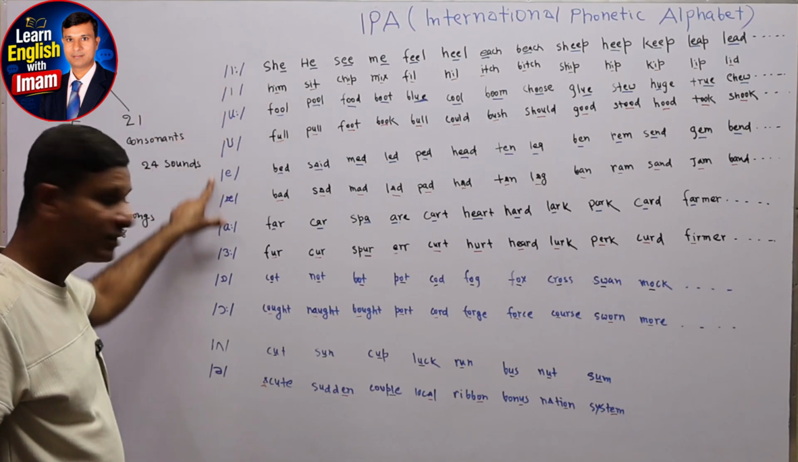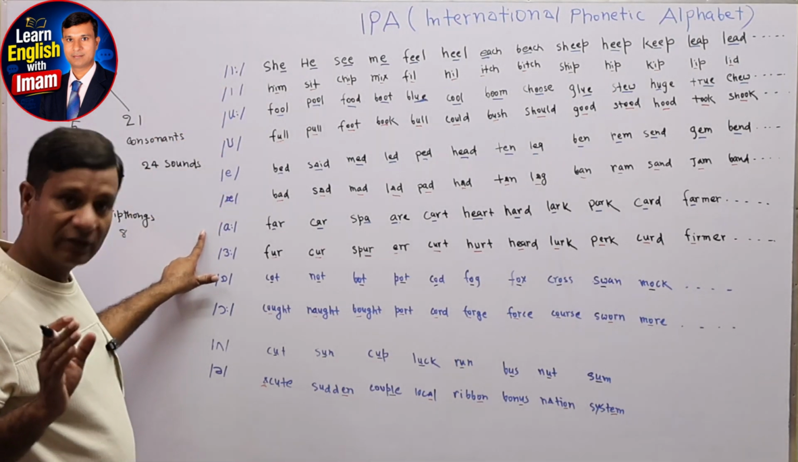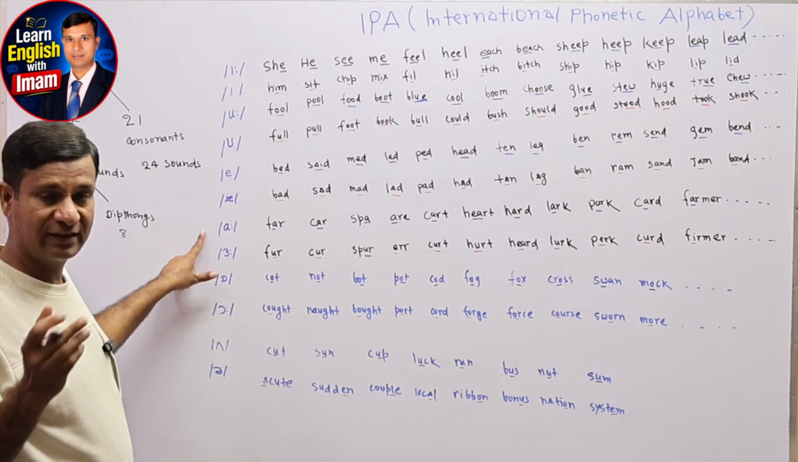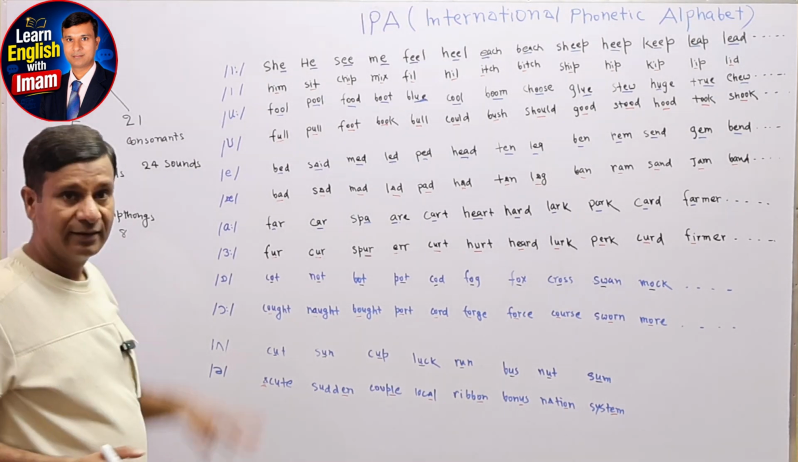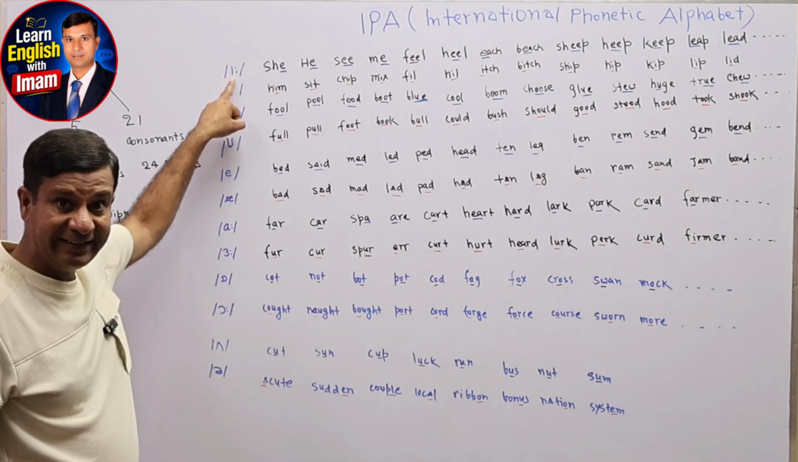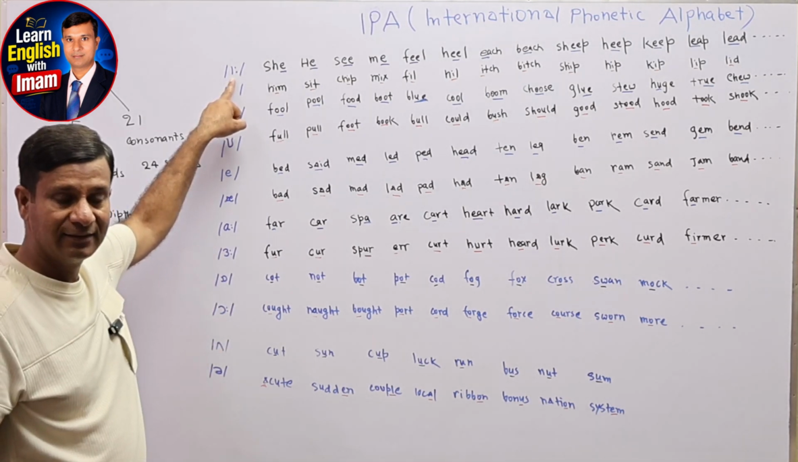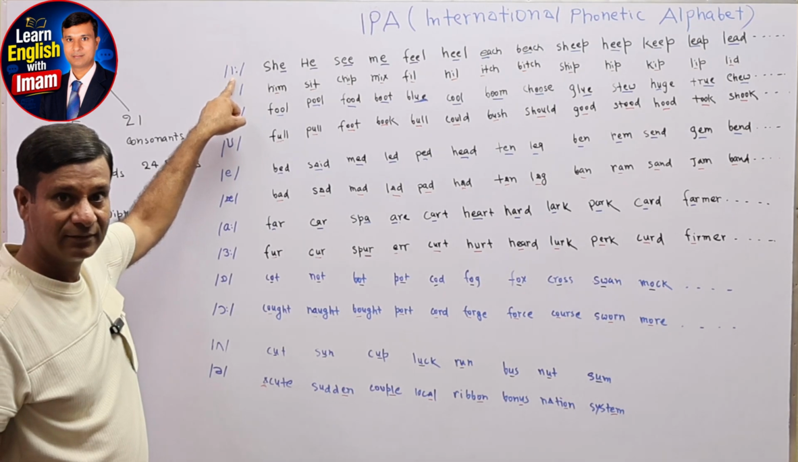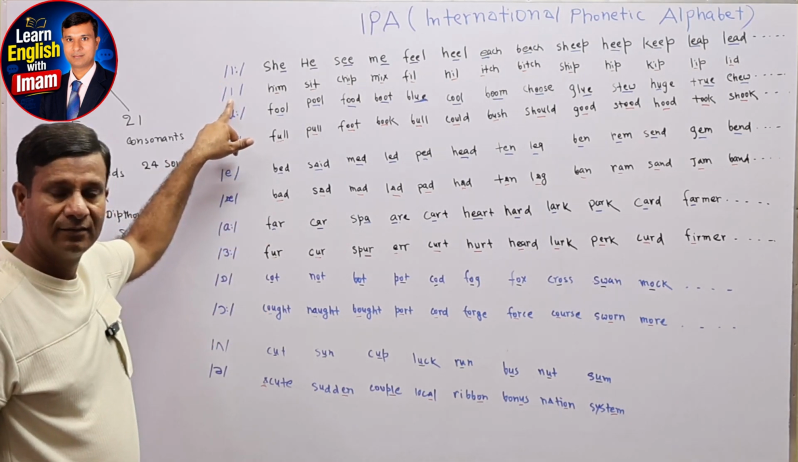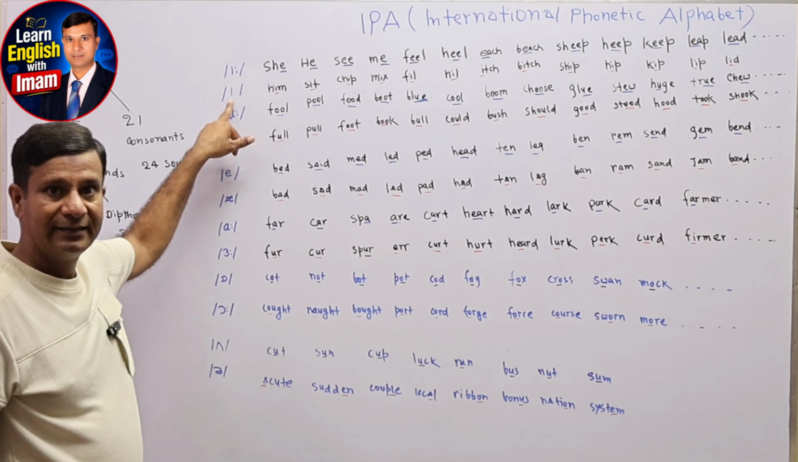These are all the symbols you have to remember so that you can use the dictionary properly and understand the pronunciation. Let's pronounce them one by one. This is a long sound. This one is a short sound.